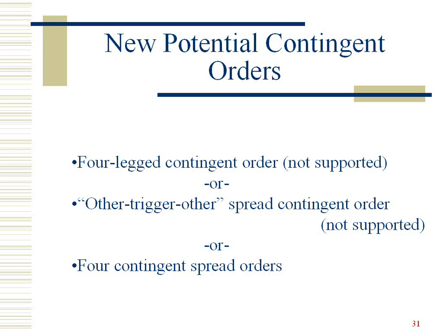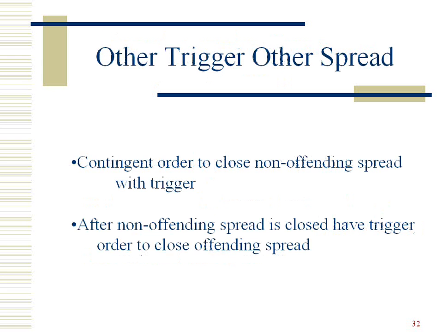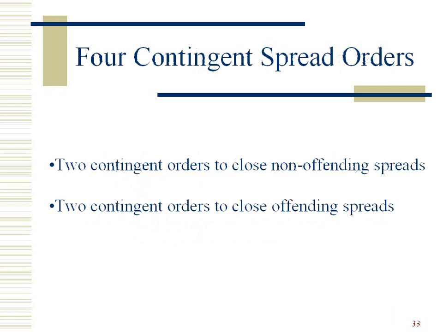And then another one, which is what we're going to talk about most today, is four contingent spread orders. It's kind of complicated, but this way everybody can get out and you don't have to worry about the market rebounding, this rubber band effect. I already talked about the other trigger. Okay, we'll go on. For the four contingent spread orders, there'll be two contingent orders to close the non-offending spreads, that's the ones that are profitable, and then two contingent orders to close offending spreads.